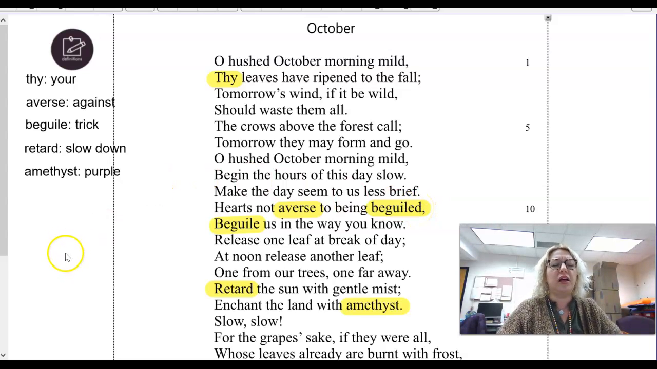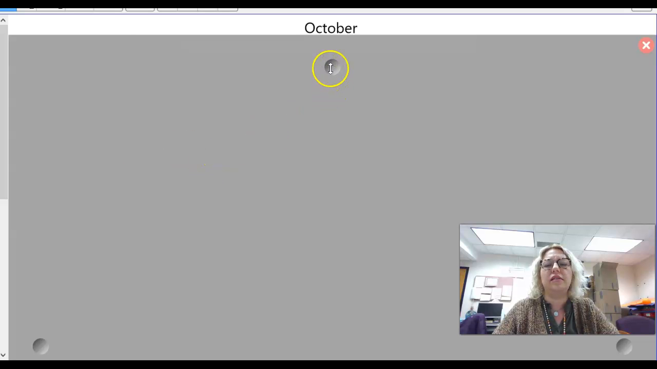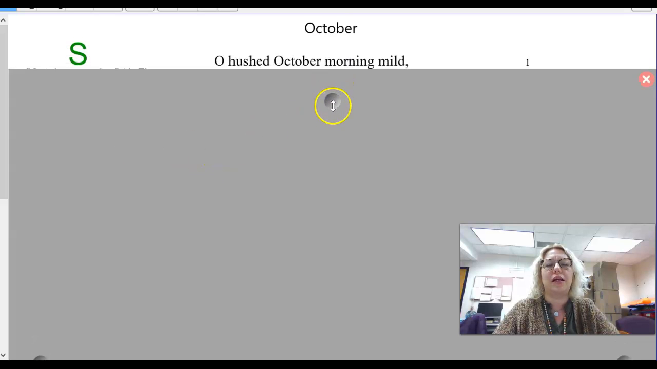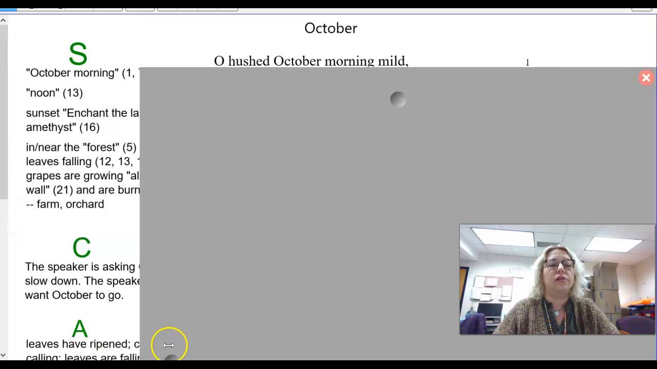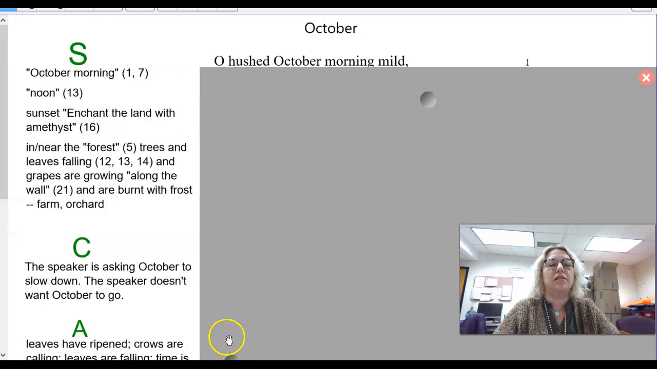All right, so to make sure that we understand the literal meaning of a poem, I like to employ the technique called SCASI. And SCASI stands for setting first. Here's what we've got on setting. We know that it is an October morning from lines 1 and 7. Later noon is referenced. And then there's a figurative reference to the sunset in line 16.